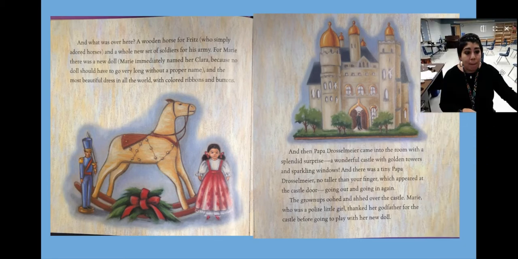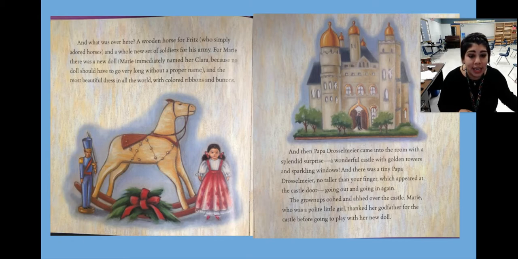And then Papa Drosselmeyer came into the room with a splendid surprise, a wonderful castle with golden towers and sparkling windows. And there was a tiny Papa Drosselmeyer, no taller than your finger, which appeared at the castle door, going out and going in again. The grown-ups oohed and awed over the castle. Marie, who was a polite little girl, thanked her godfather for the castle before going to play with her new doll.